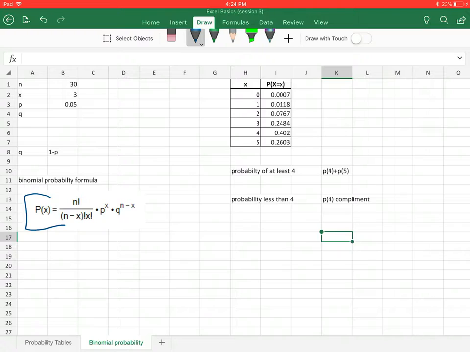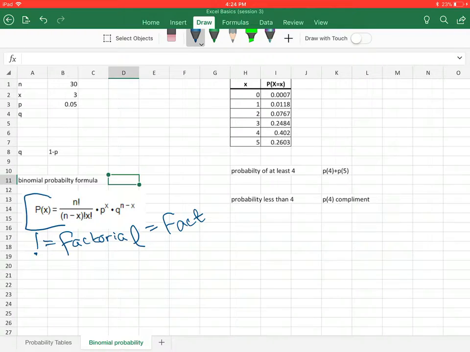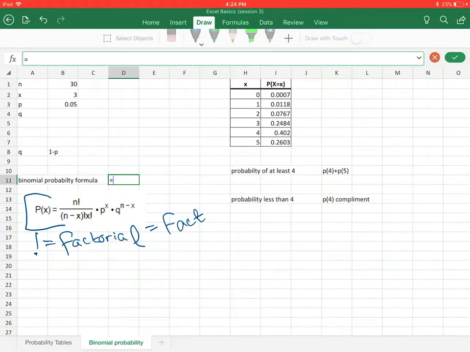It's super nice. So the first thing we need to do is we need to know what to use for that exclamation point. So the exclamation point means factorial. So in Excel, we can use fact as our factorial. So I'm going to do it here, and we're going to do all of this in one line. It's going to be really nice.